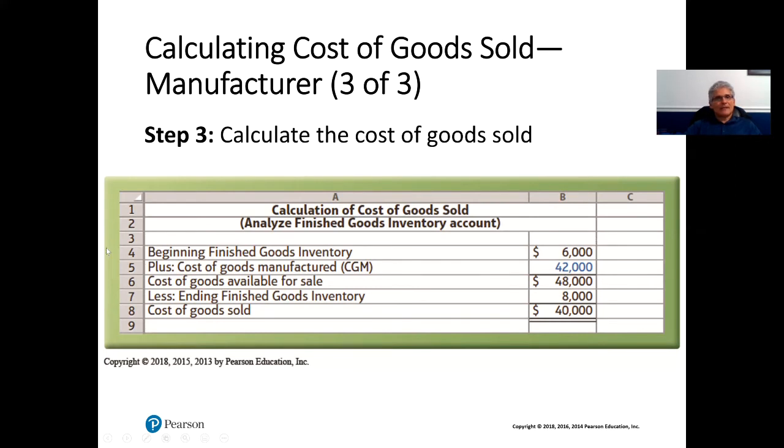We're going to take the beginning finished goods inventory and add to that the cost of goods manufactured from the previous slide. And that's going to give us the total goods available for sale. We're going to do a physical inventory of our ending finished goods inventory. And then finally, after 3 schedules, we come up to the cost of goods sold. In this example here, it's $40,000.